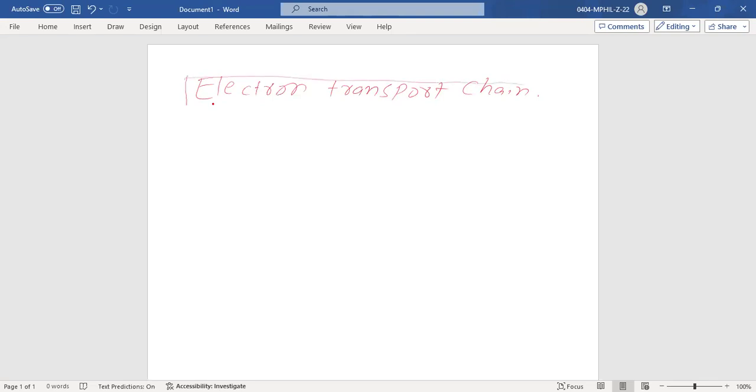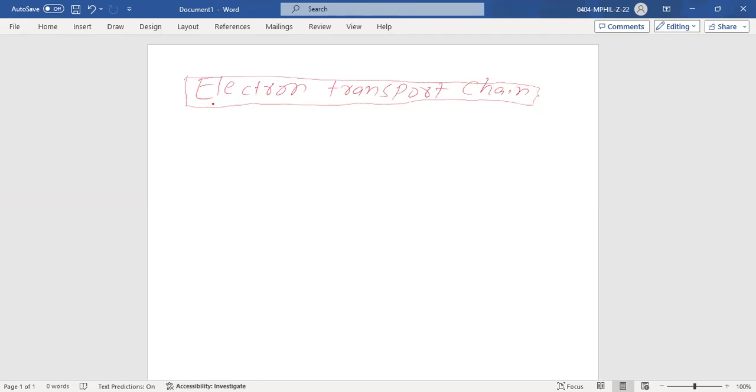Before this we have discussed two steps of respiration. The first one was glycolysis. The second one that we have discussed was the prep cycle. In both of those steps, there were some outcomes or byproducts which we will utilize here in the electron transport chain.